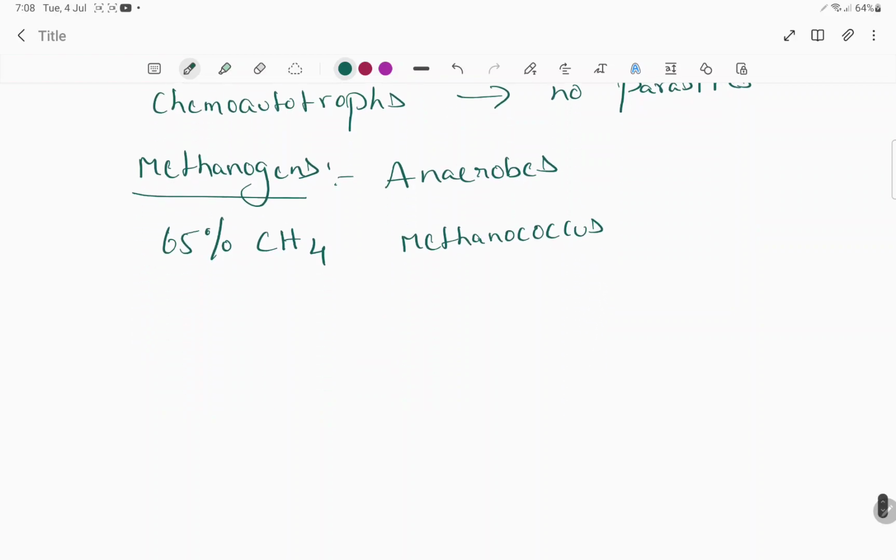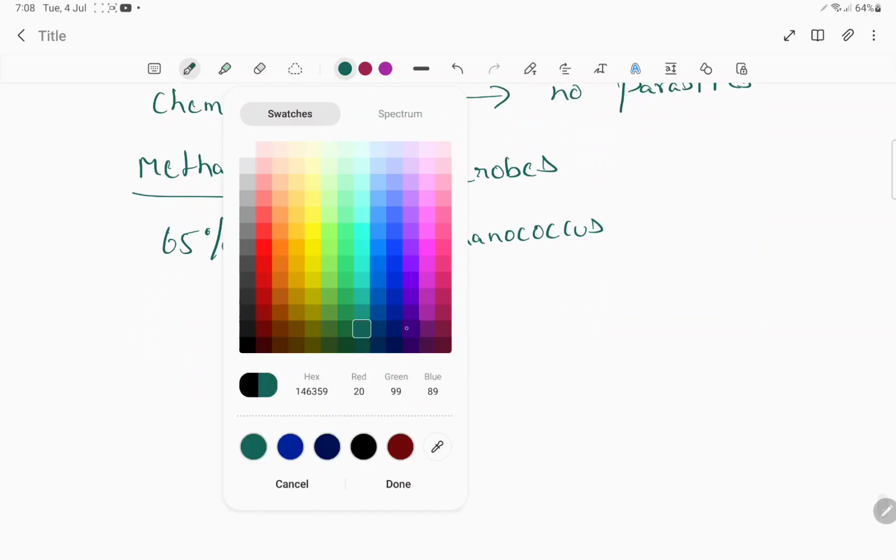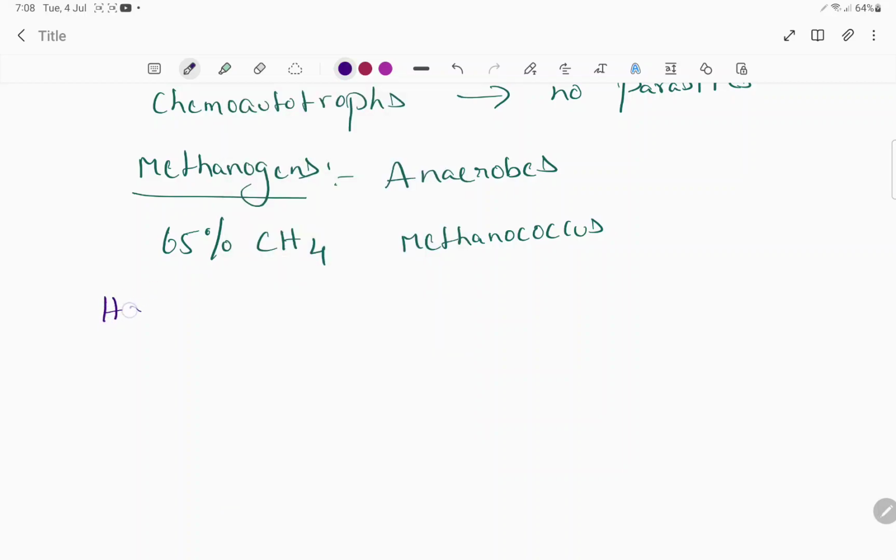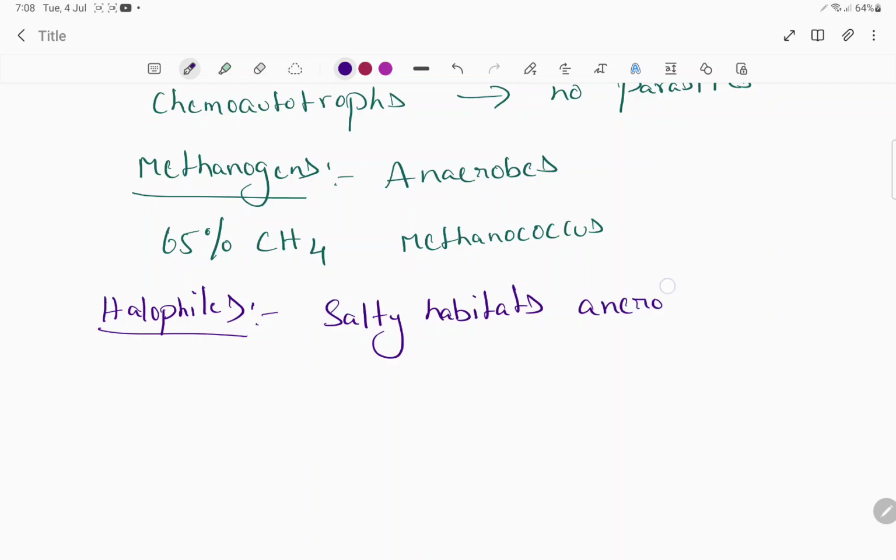And halophiles. Halophiles live in salty habitats, and mostly these are also anaerobes. They have a chemical called halorhodopsin to pump chloride into the cell and prevent cellular dehydration. They also have chemicals to synthesize ATP in the presence of light. For example, Halobacterium.